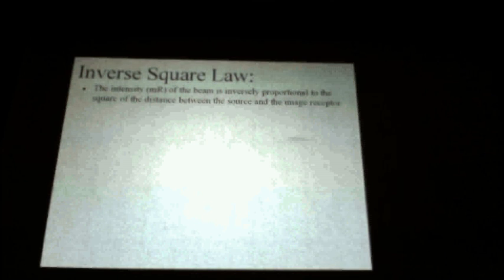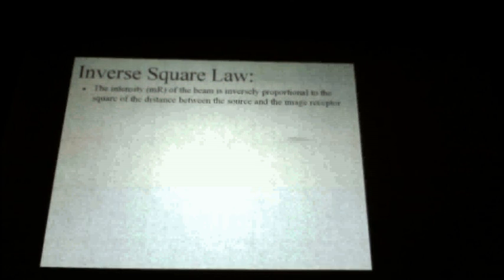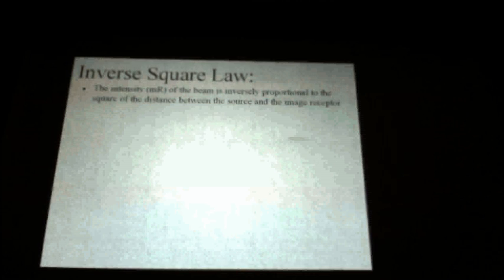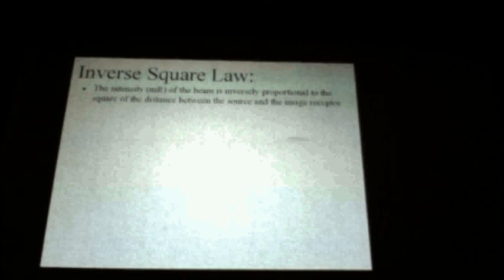But it reads like this: the intensity of the beam, and intensity is what? X-rays, quantity of X-rays. The intensity of the beam is inversely proportional to the square of the distance between the source and the image receptor. That makes absolutely no sense to you. I hope it doesn't.